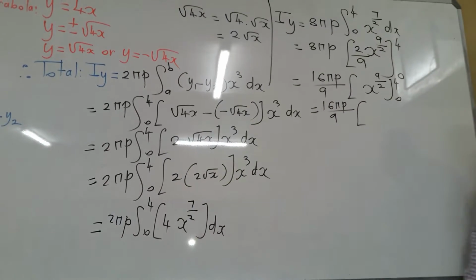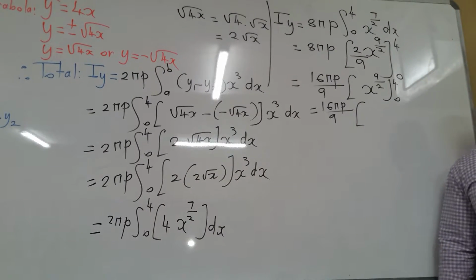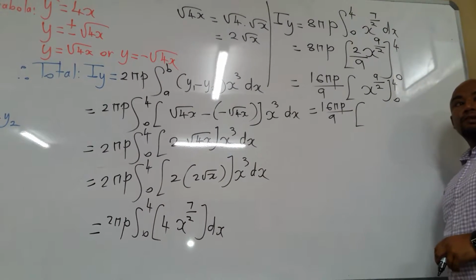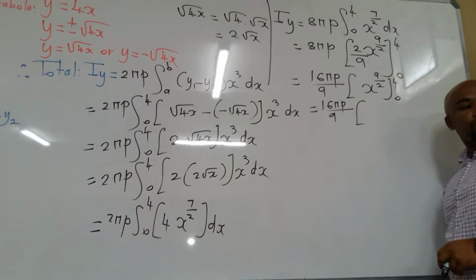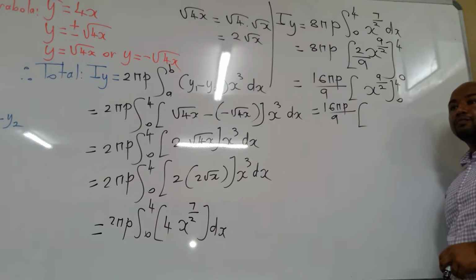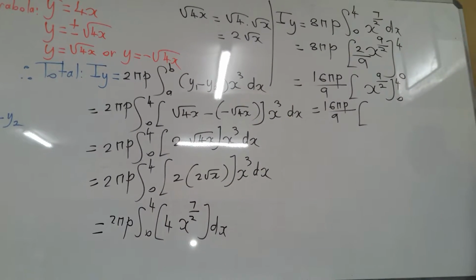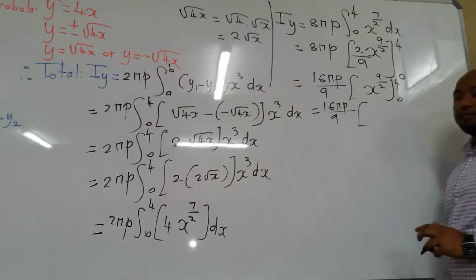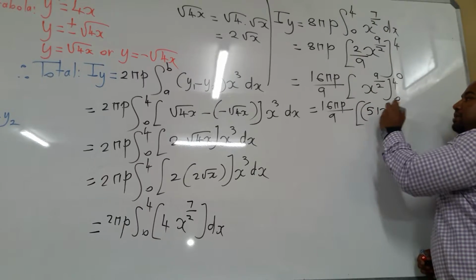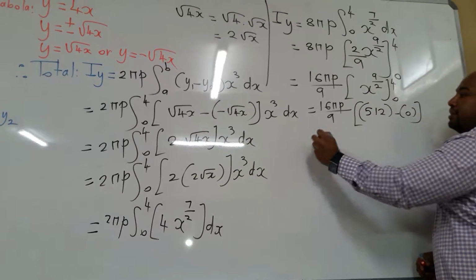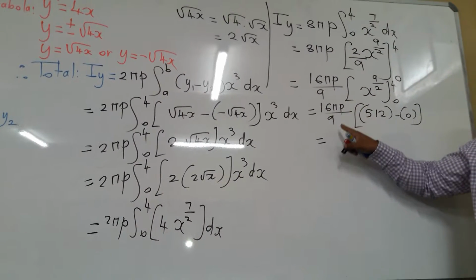Someone who's fast here, just do this for me on a calculator. 4 to the power 9 over 2. What do we get? 512, exactly 512. So that's going to be 512. You substitute 0, you get 0. Now multiply 512 times 16 pi over 9.